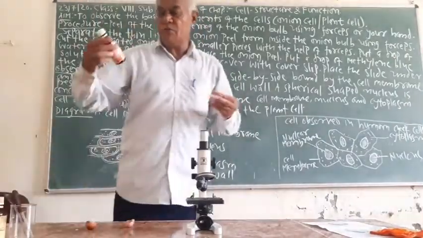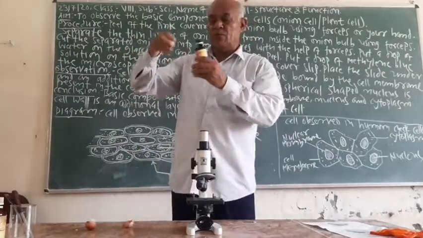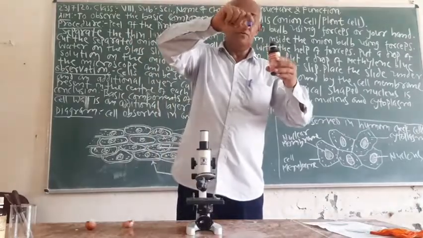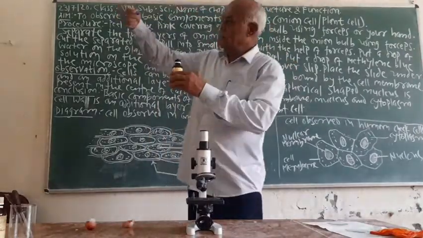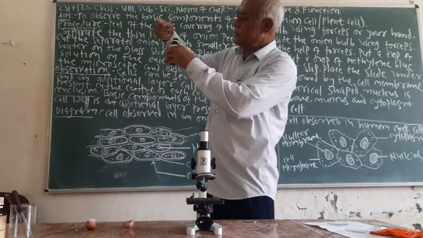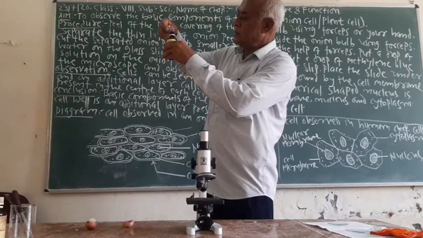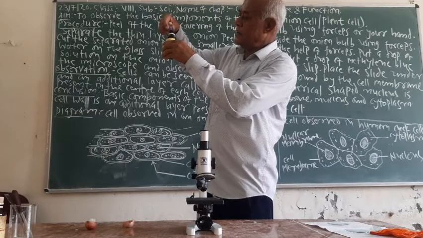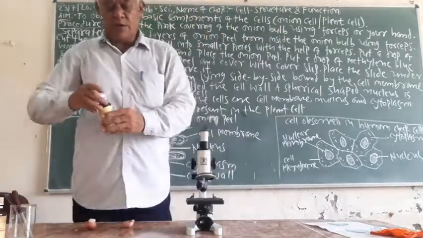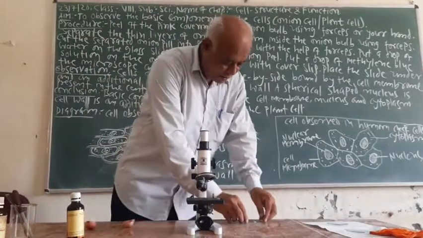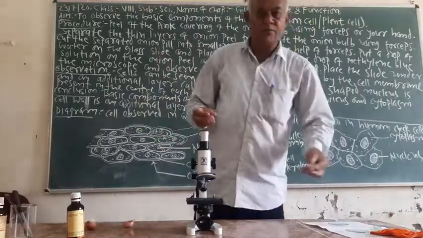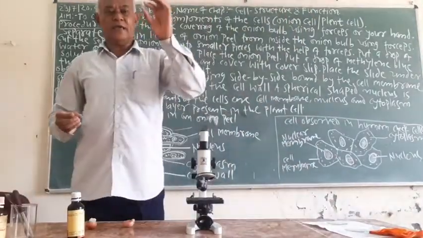This is methylene blue. In this bottle, methylene blue is there. If you observe, the lid of the bottle is attached with a drop of methylene blue. Now put one drop of methylene blue and a drop of water on the glass slide and cover it with a cover slip. In my hand, this is the cover slip.